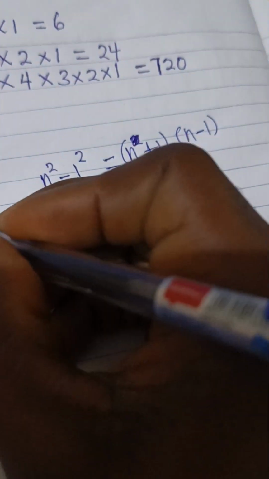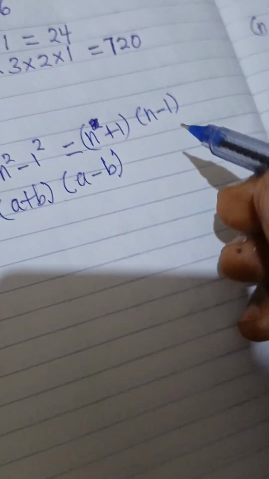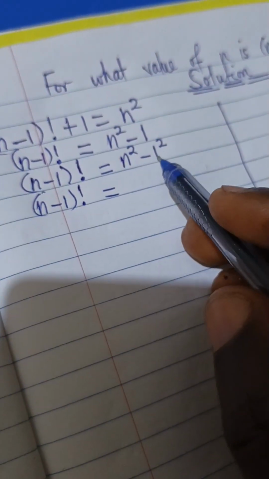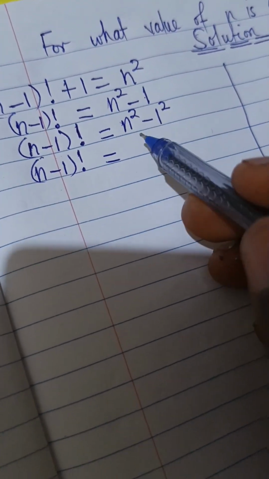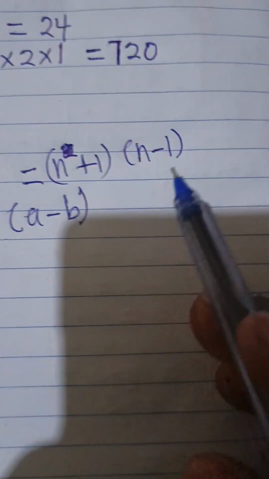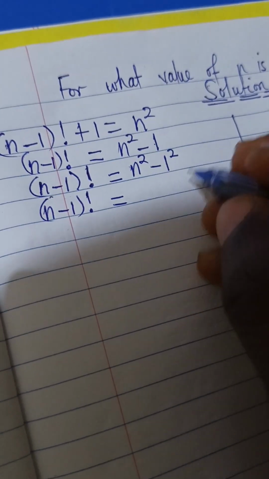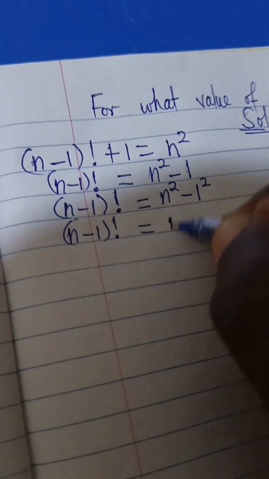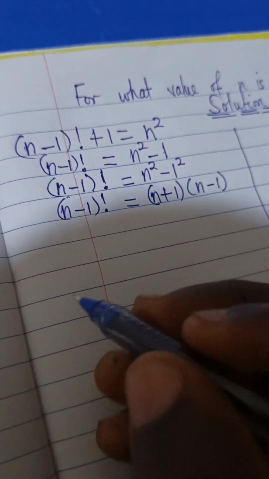So in general, when I have a squared minus b squared, it is always equal to the sum of a and b multiplied by the difference between a and b. The reason I did 1 squared is that 1 is equal to 1 squared. I wanted to introduce that so that I can incorporate the difference of two squares in the solution. So that gives me (n + 1) and (n − 1) multiplied together. Let's proceed.